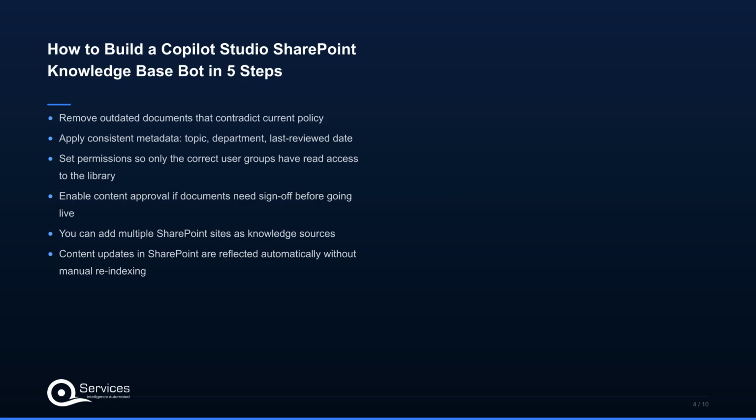Next up, moving on to how to build a Copilot Studio SharePoint knowledge base bot in 5 steps. The 5 steps to build a Copilot Studio knowledge base bot are: structure your SharePoint library, create your bot in Copilot Studio, connect SharePoint as a generative AI source, configure human-in-the-loop governance controls, and deploy with Power Automate monitoring workflows. Here is what each step involves in practice.